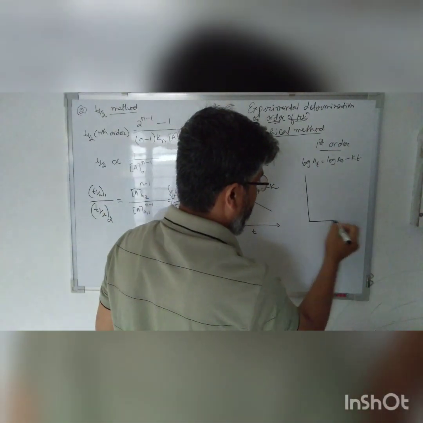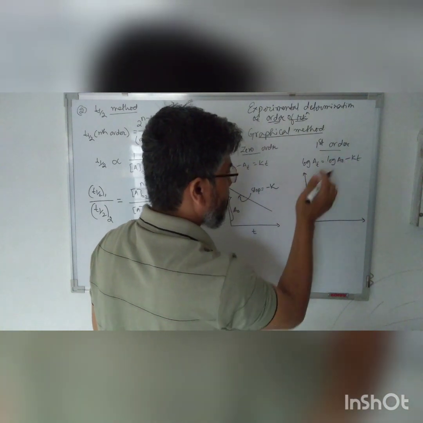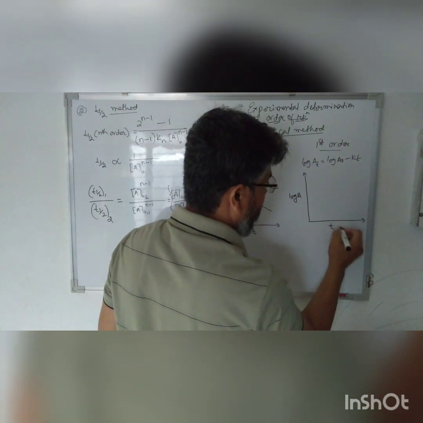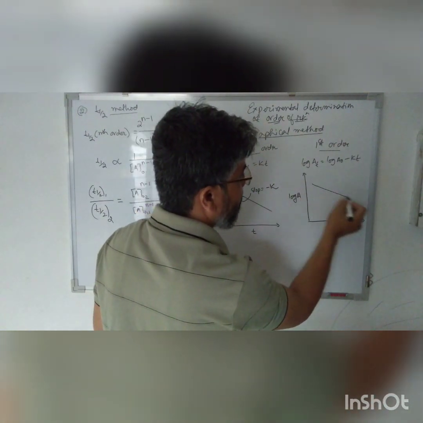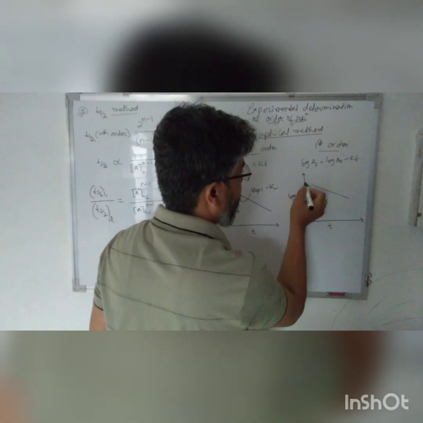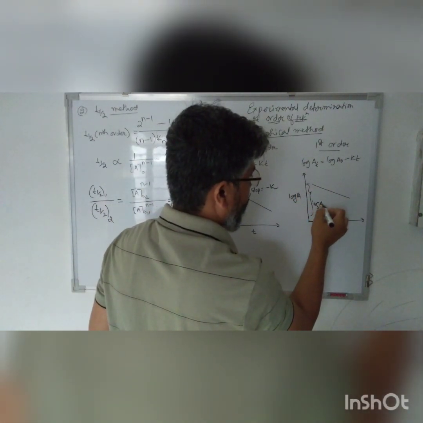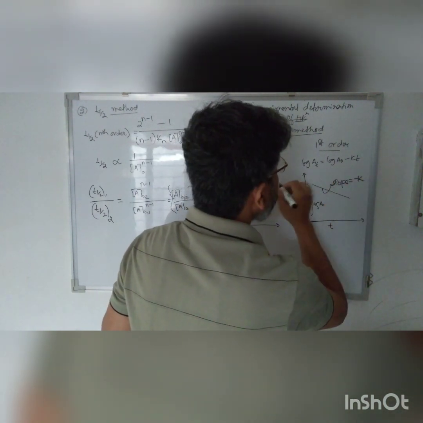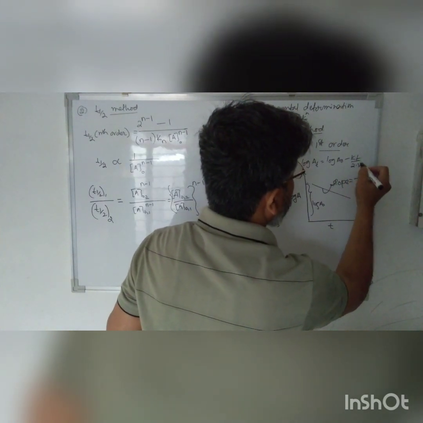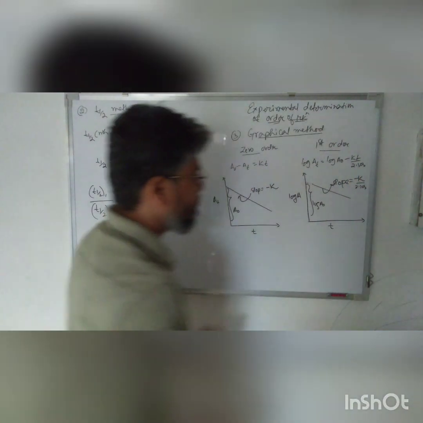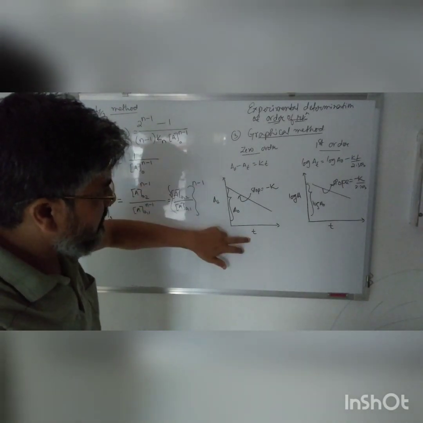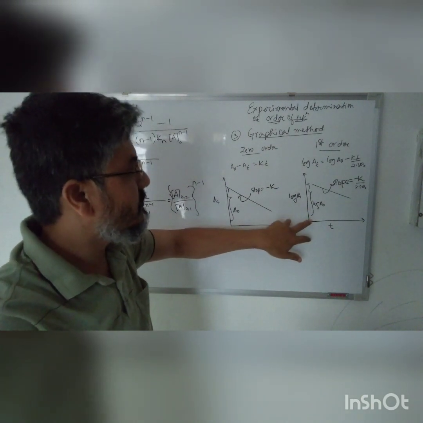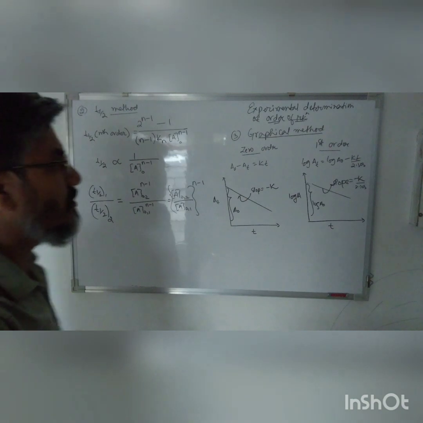If the variation is log of A versus t graph, and this graph happens to be a straight line with decreasing slope, this is log A naught, slope is equal to minus k by 2.303. So the difference is this is simply concentration versus time. This is log of concentration versus time. So we'll observe the graph, and the one which fits the graph will be the particular order of reaction.